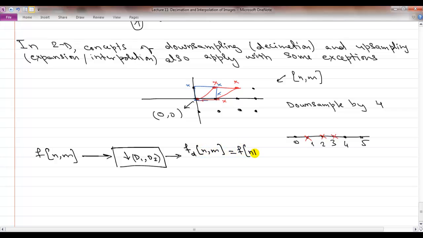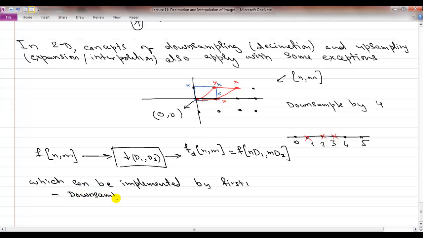But we will just use these 2 numbers, which effectively means that our new downsampled version f_d(n, m) equals f of n d1, m d2, which can be implemented by first downsampling by d1 in the n direction, and then downsampling by d2 in the m direction.